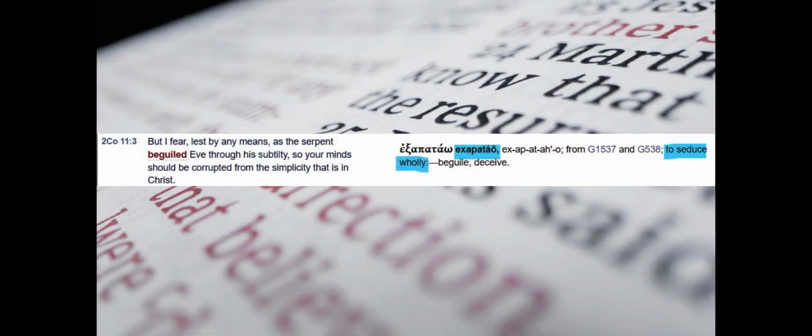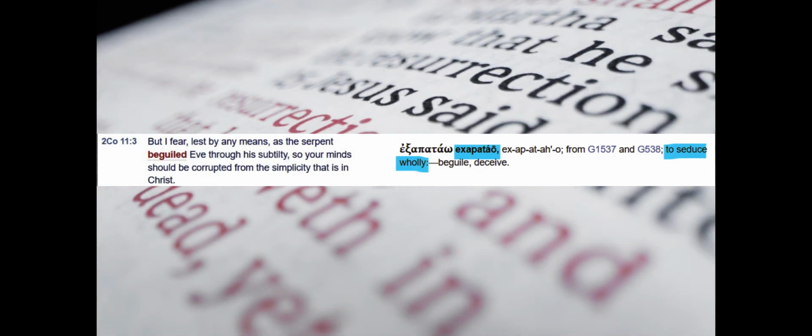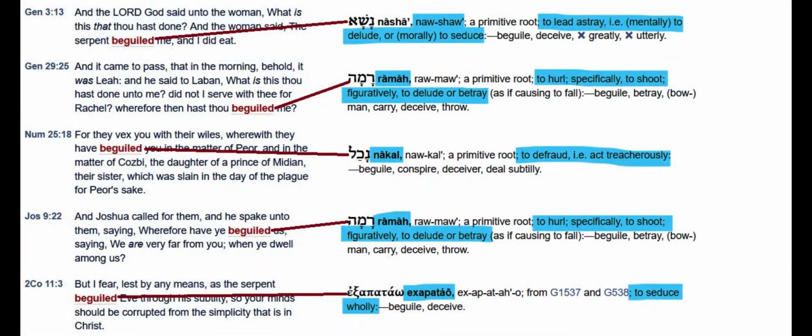Pay attention to the definition for each word. You will notice it gives a much more meaning that the English translated word beguiled does not. Do you see how the definition of the author's actual written word provided the truth? With that, let's take a closer look at the verses pertaining to Eve.